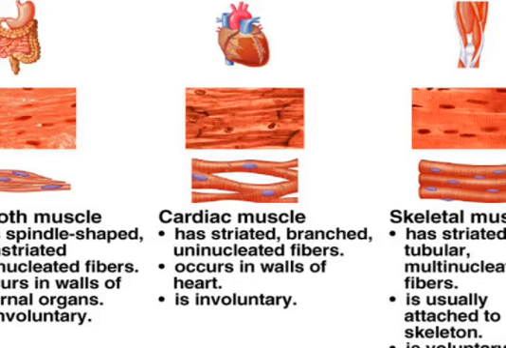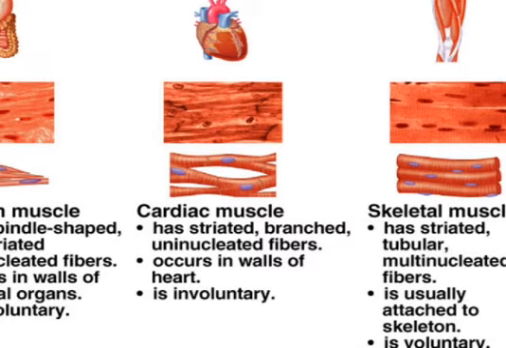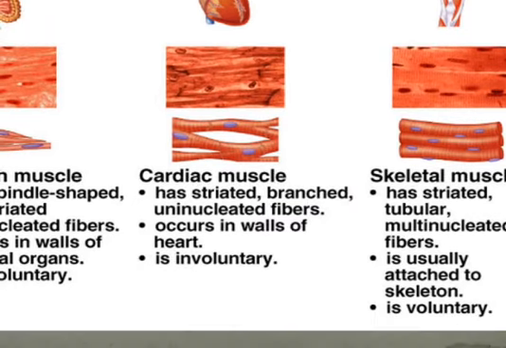Next is the cardiac muscle. It is striated, meaning that it has bands, and again it has uninucleate fibers. It is the muscle of the heart and it is involuntary. While skeletal muscle has striated, multinucleate fibers, it is attached over the skeleton and is voluntary.